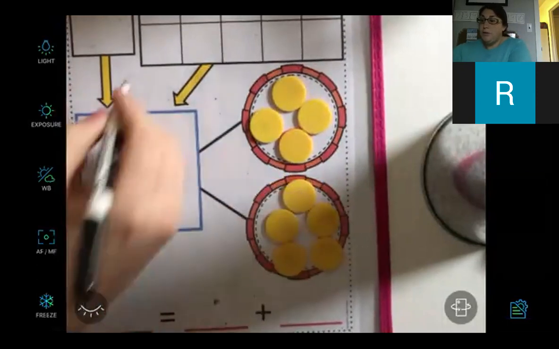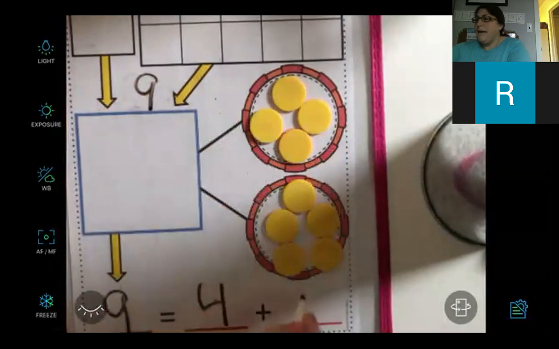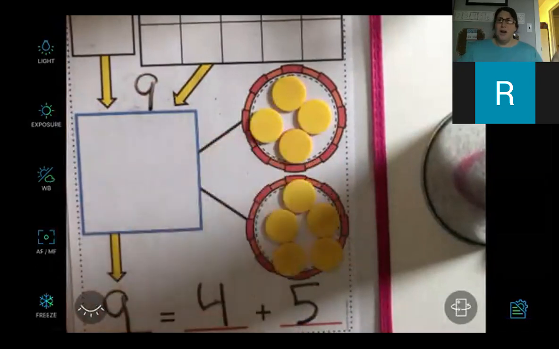All right, so I am starting with my whole was 9. Let's not forget. 9 is, and I broke it apart. I have 4 and 5. So 9 was my whole, 4 and 5 are my parts. Are there a bunch of different ways to do this? Yes. Why don't you, if you haven't yet, pause the video now and try a different way to do 9 as the whole?